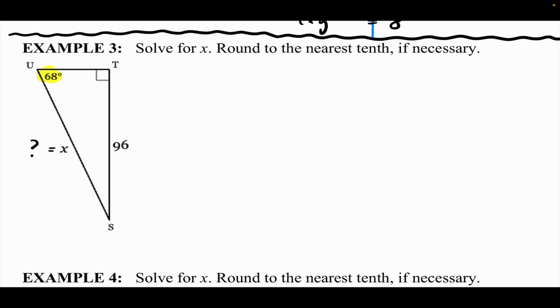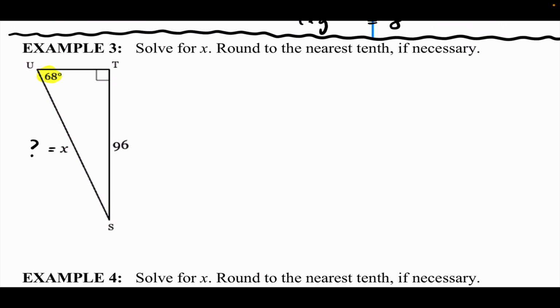Picture it's the front. What would 96 be from the angle? Would it be opposite, adjacent, or hypotenuse? What would 96 be from this angle? Opposite, right? It's opposite. How about x? What would x be with this angle here? Would it be opposite, adjacent, or hypotenuse? Okay, so we said opposite and hypotenuse, right? Which one does that sound like? Sine, the first one, right?